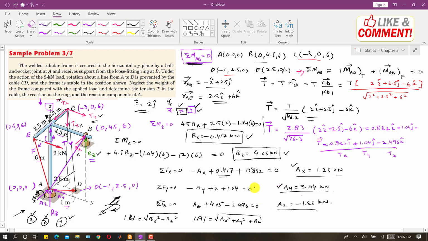I hope you have understood this simple problem and this very important concept. You need to practice it, and from my side this is the solution of this simple problem.